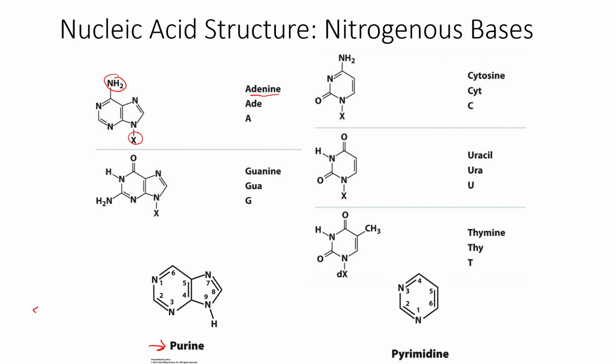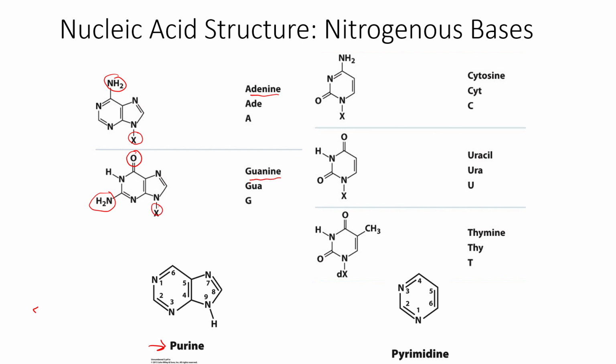The other purine nitrogenous base is called guanine. Guanine differentiates from adenine in a couple of different places. First, at the top here, instead of an amine group, we have a carbonyl. And then on the side over here, we have an amine group where adenine does not have a functional group. And again, we have this bond to sugar.